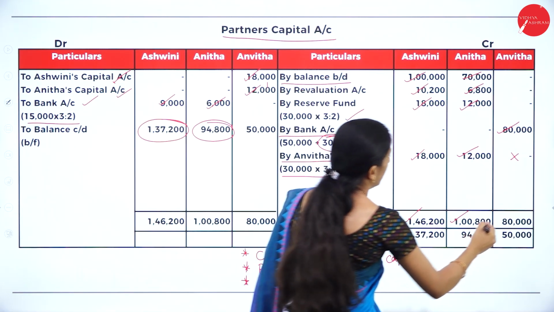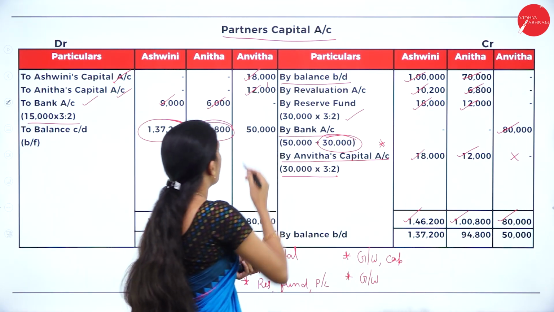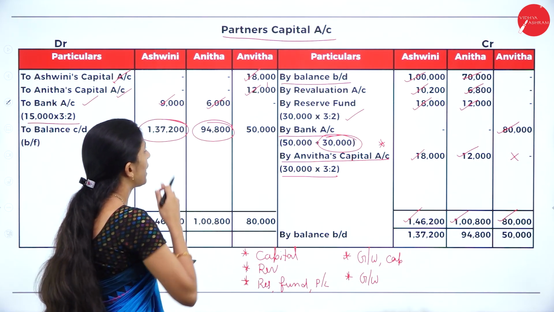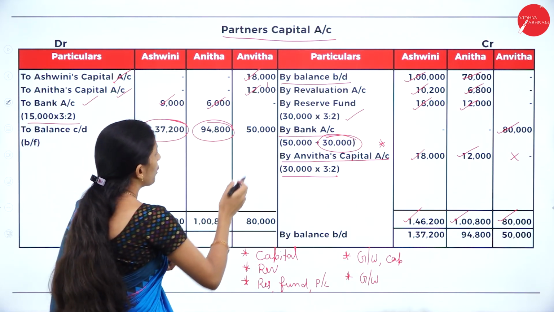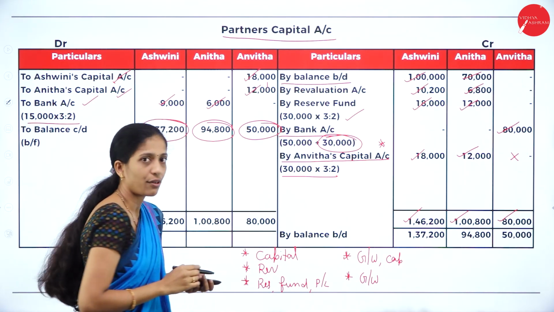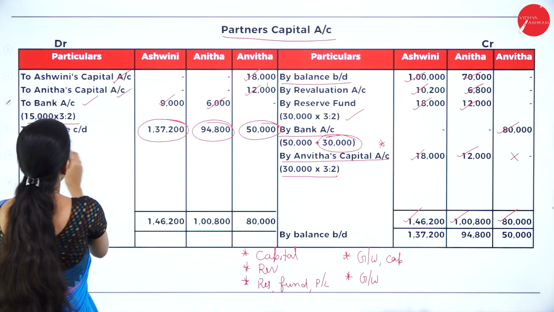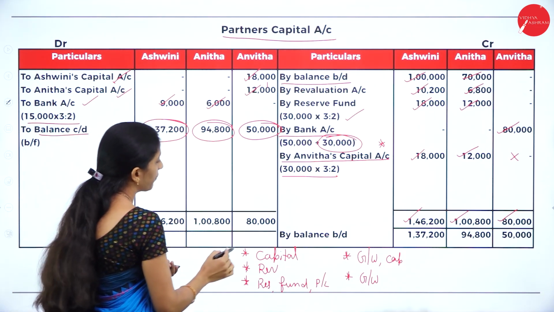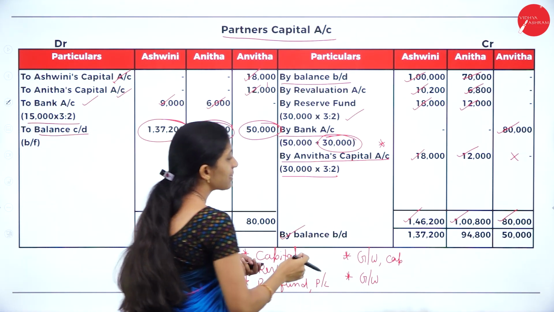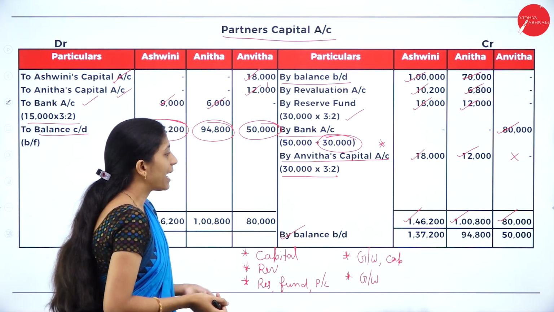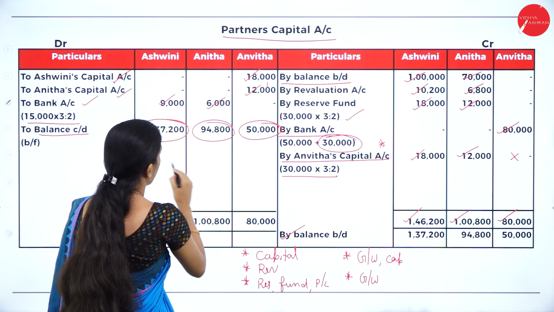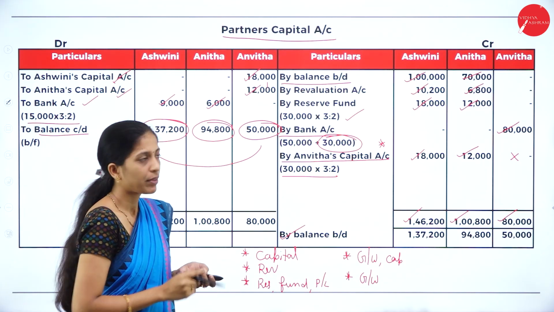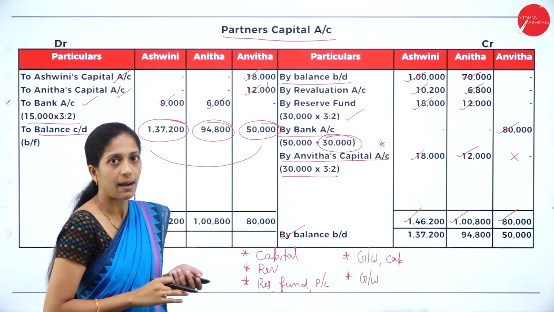Next, Anvita, in the credit side 80,000, but in the debit side we have 18 plus 12, that is 30,000. So balancing figure is 50,000. So this balancing figure has to be carried down, balance carried down. Whatever the amount you have carried down, bring down that balance after totaling by balance brought down, the same amount whatever has been carried down here. So hope you are clear with partner's capital account.